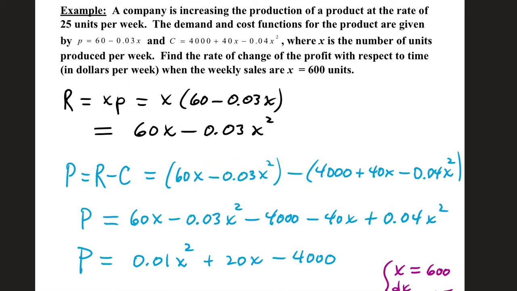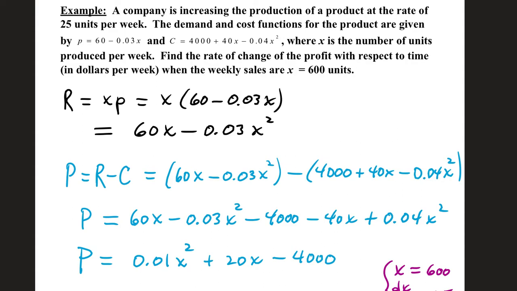For revenue, you have an unwritten 1 in front of the parentheses. When you distribute it, everything stays the same. However, when you subtract your cost function, you'll need to distribute your negative. Carefully change all the signs and then combine like terms. Negative 0.03x squared plus 0.04x squared gives you 0.01x squared. 60x minus 40x is 20x. And then the only constant you have is negative 4,000.